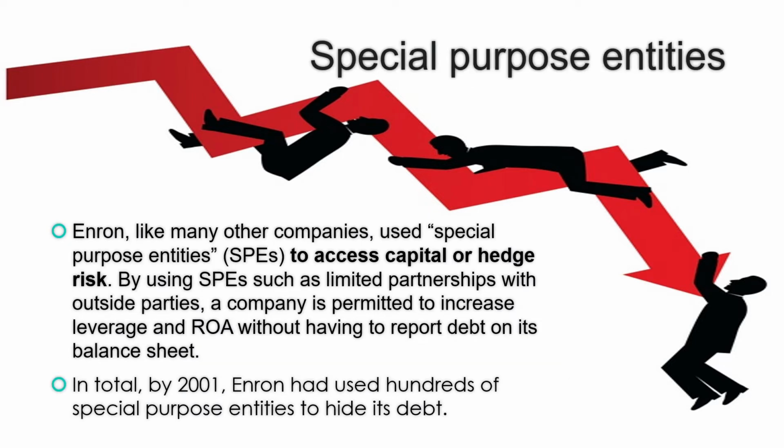So the second strategic failure is the special purpose entity. Enron, like many other companies, used special purpose entities or SPEs to access capital or hedge risk. By using SPEs such as limited partnerships with outside parties, a company is permitted to increase leverage and ROA without having to report debt on its balance sheet. In total, by 2001, Enron had used hundreds of special purpose entities to hide its debt.